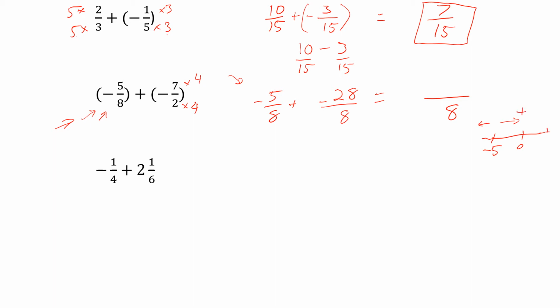So this would be like plus 5 over here. So we start at negative 5, because that's what this number starts with. And then now we're going to take away 28 more. So we're going to be going 1, 2, 3, 4, all the way there. So it's going to be negative 5 and then a negative 28 more on top of that. So that's going to make it negative 33. Okay? And so that's going to be our final answer right there, negative 33 over 8.